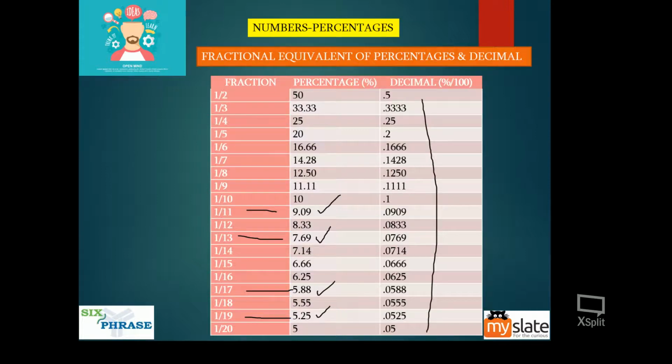Like I told you, these decimal values are nothing but percent values divided by 100. 50 you divide it by 100, it is 0.5. 33.33 you divide it by 100, you get 0.3333. 25 you divide it by 100, it is 0.25, right? So on and so forth.